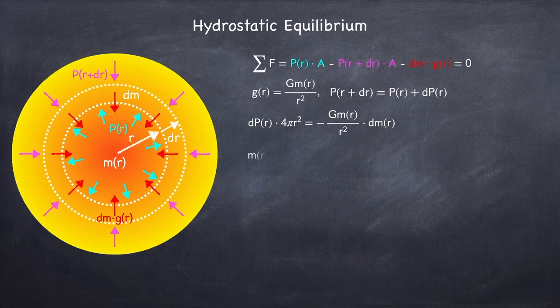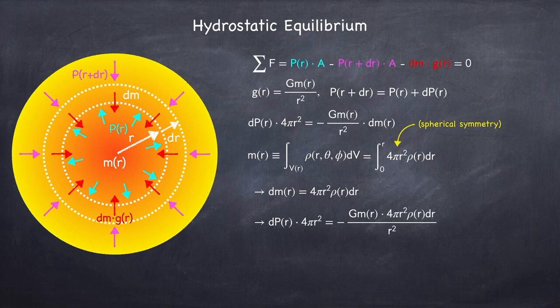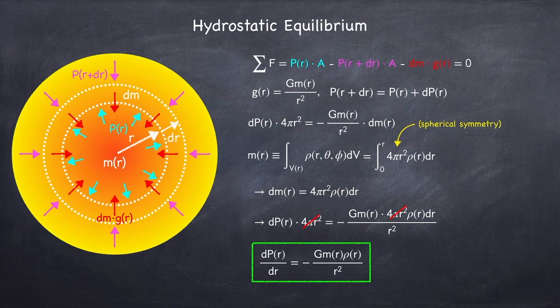In general, the mass enclosed will be the density integrated over the volume. We're assuming spherical symmetry, and so we're just left with the radial integral. We can differentiate both sides to find an equation for dm(r). This equation is generally referred to as the mass continuity equation. We can substitute this into our equation for the pressure. The surface area terms will cancel out, and dividing on both sides by dr, we get the following differential equation for the pressure.